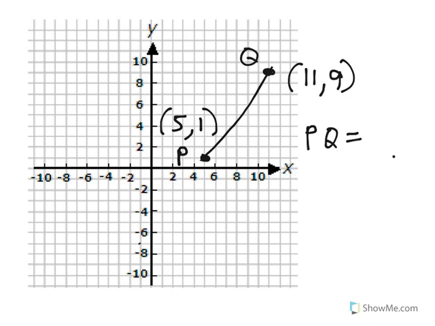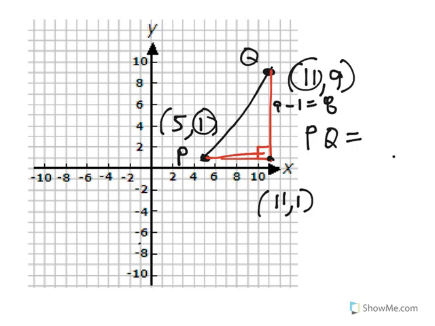The secret to the length of a line segment like that is to imagine a right triangle and do the Pythagorean theorem. This point here in the bottom right-hand corner is (11, 1). It has the same x coordinate as this point, the same y coordinate as that point. The length of the legs of this triangle: this one is just 9 minus 1, which is 8. And for this horizontal line, it's 11 minus 5, which is 6.